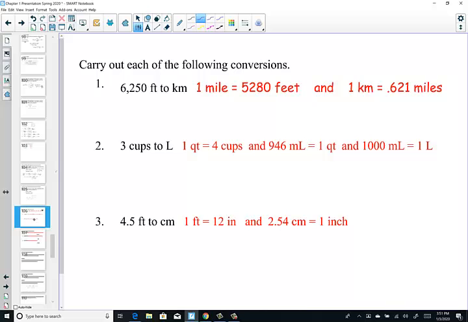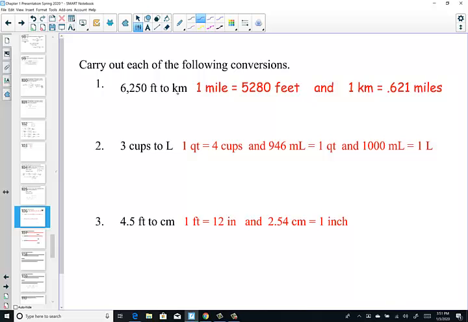Let's carry out each of the following conversion factors as additional practice. So now we're looking at what? Top of page 13? Yeah, that's where we're at. Carry out the following conversions. So notice that I have 2 conversions provided for us.